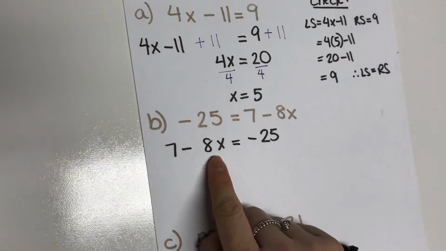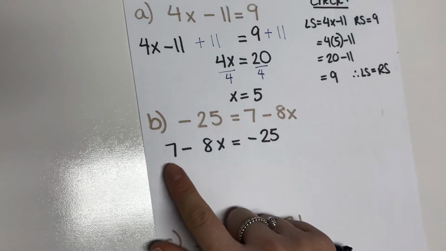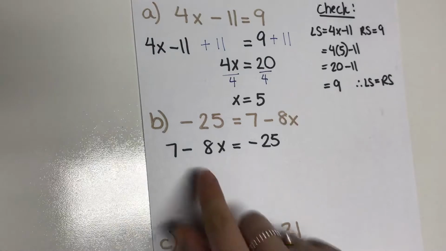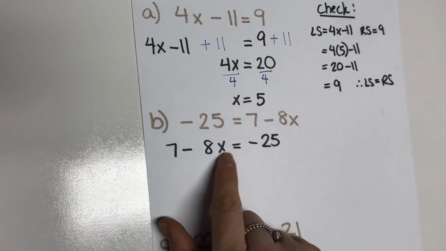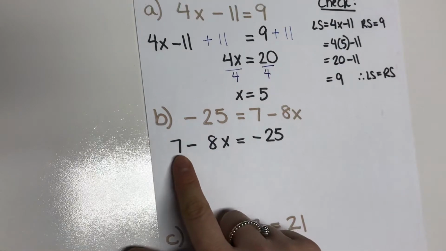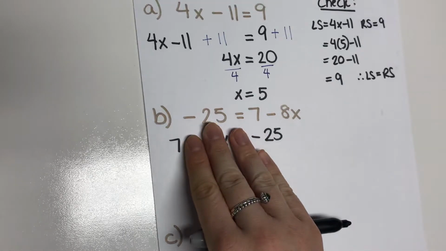So again, I'm going to look at what's happening to x. So x is being multiplied by a number, and there's also a number being added over here. And that's not a mistake. It is being added. The 7 is positive. It's being multiplied by negative 8. So to get rid of the 7, I have to subtract 7.